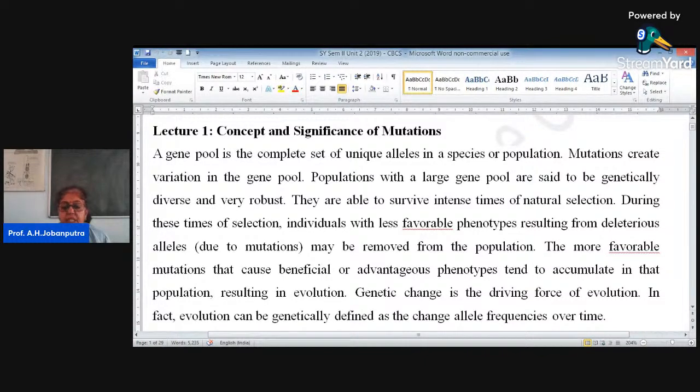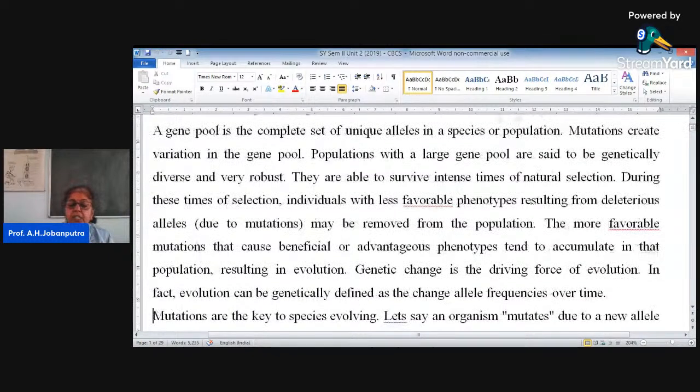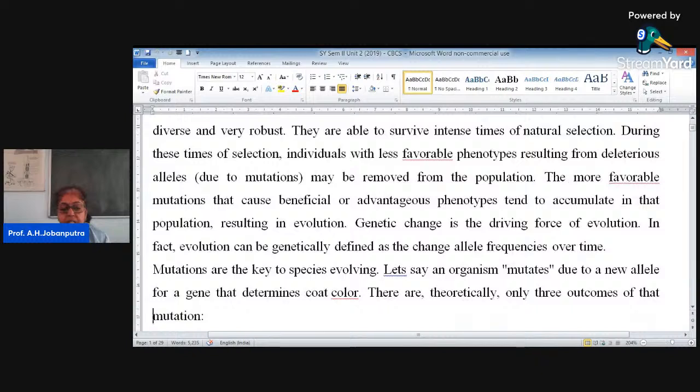For example, if a gene is involved in the synthesis of, say, some vitamin, and if that gene undergoes mutation, then there will be no synthesis of that vitamin, or if the vitamin is synthesized, it will not be the normal vitamin. It will be inactive vitamin. Biologically, it will not be the normal vitamin. So, such type of changes in the alleles or the genes usually take place, and they can affect the phenotypic character of a living organism.